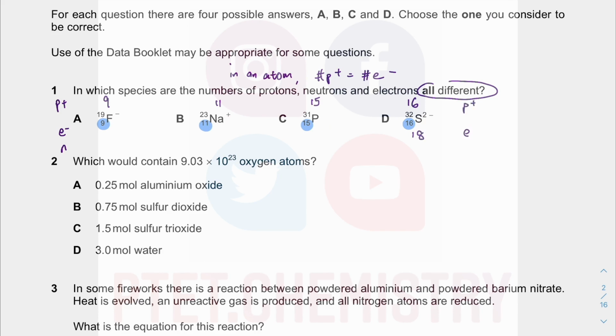Remember, this is protons, electrons, and neutrons. So this is an atom, so it's 15 electrons. This is a cation, so it's lost 1 electron, so it's 10. This one has gained 1 electron, so this is 10.